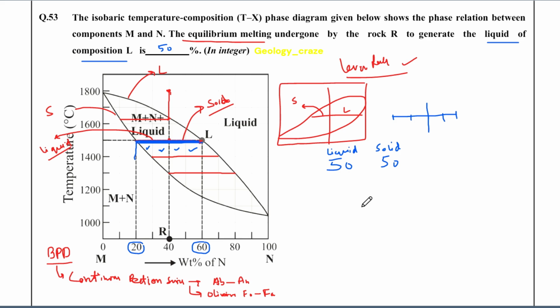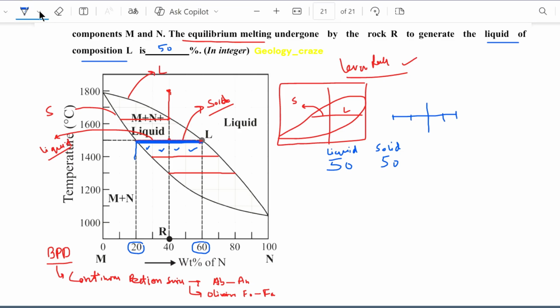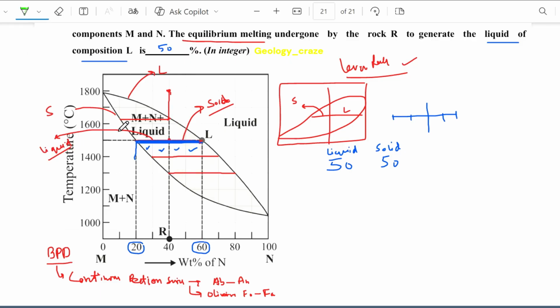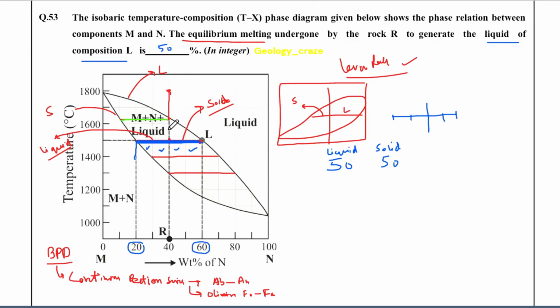Now, I will change the color, okay. Now suppose the line is this one. Okay. So now in this case, on the right side we are not getting anything. So there is no solid.